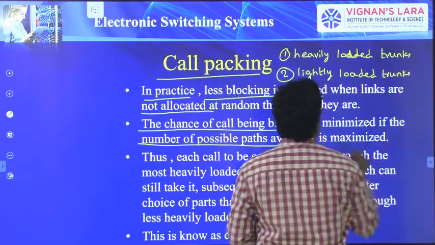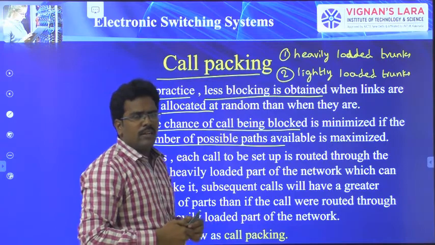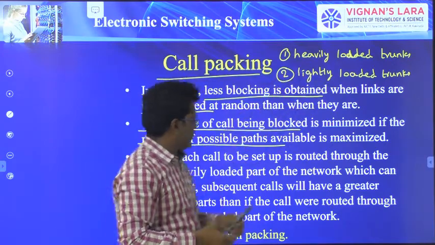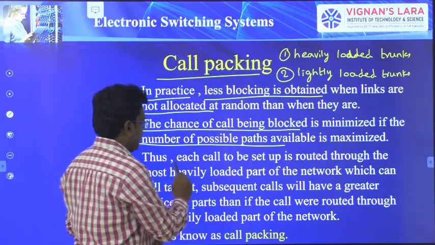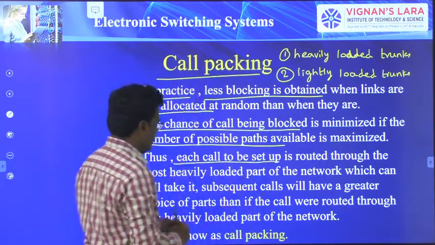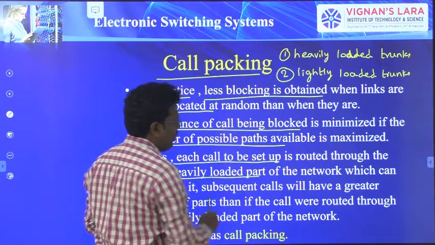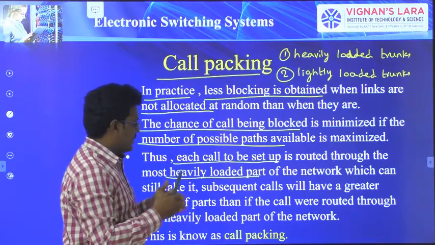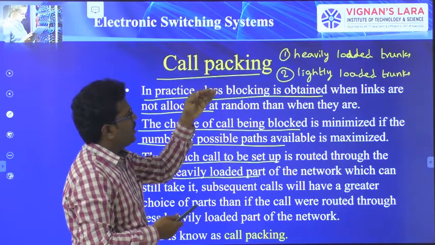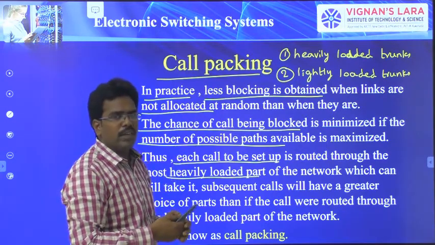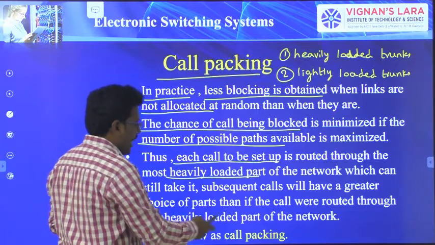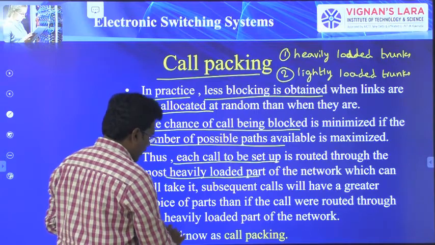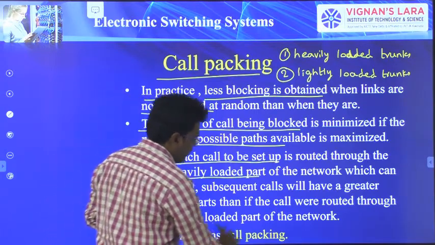Okay, so here generally the call is established by utilizing the heavily loaded trunks. Generally, each call to be set up is routed through the heavily loaded part of the network, which can still take its subsequent calls. That is called your heavily loaded trunks or heavily loaded parts of the network. At the same time, we also have some lightly loaded parts of the network.